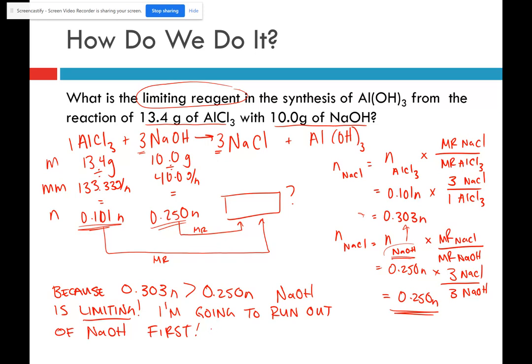So that also means AlCl3 is therefore what? Well, it's in excess. I have extra of it. Okay, I have about 0.05 extra of it because it can make more sodium chloride. Okay, so what you're going to do is compare those two values. Because this one is less, I'm in practicality only going to make 0.250 moles because I don't have enough sodium hydroxide to make the 0.3 moles. So this is limiting. This is in excess.